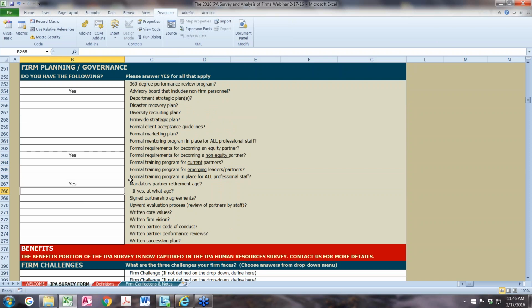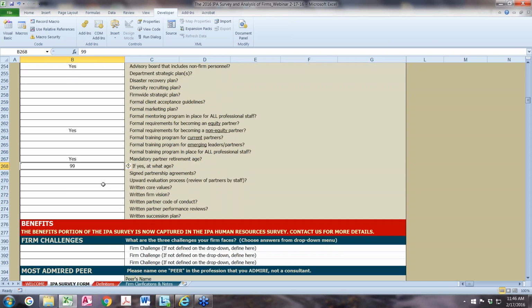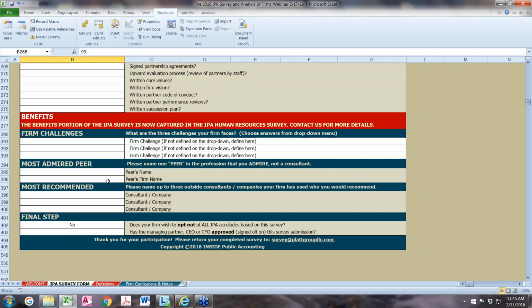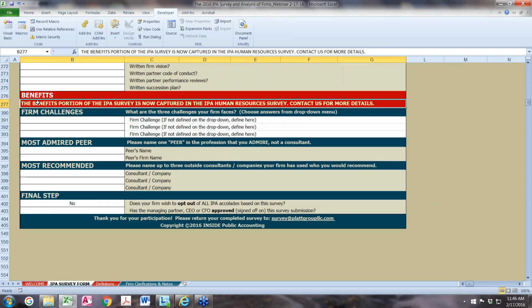Following the firm planning and governance section was the benefits section that we had in previous years. That whole benefits section is now incorporated in the Human Resources Survey. If you would like to get a copy of the Human Resources Survey to fill in so you can get the summary information on that, please contact us. We'll talk a little bit more about that in a moment.